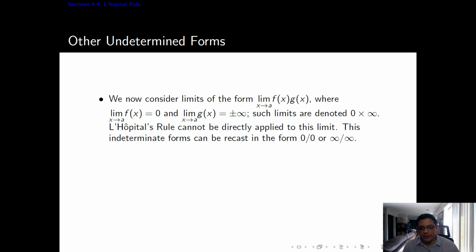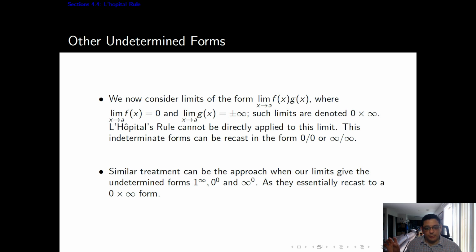Hi, in this second video we're going to talk about other undetermined forms that we can obtain when doing limits. Consider a limit when x goes to a of a multiplication of functions, where one of the limits goes to 0 and the other goes to plus or minus infinity. So you're going to have a 0 times infinity undetermined form. You cannot resolve what 0 times infinity is, so we need to recast the limit in the shape of 0 over 0 or infinity over infinity.